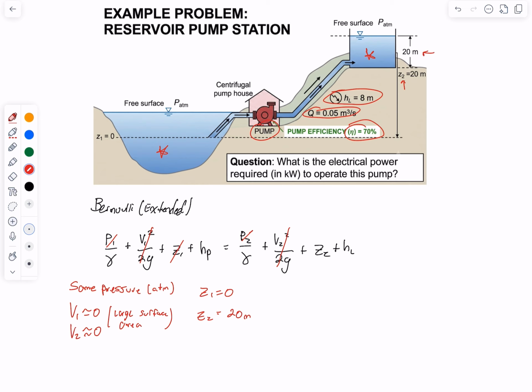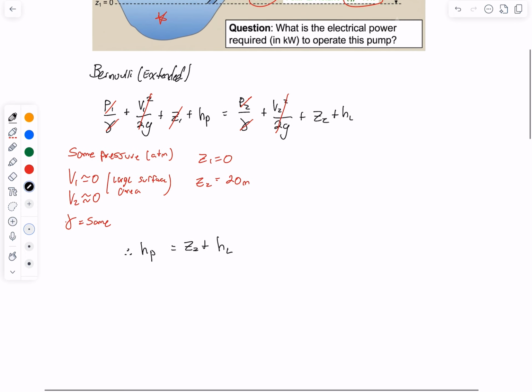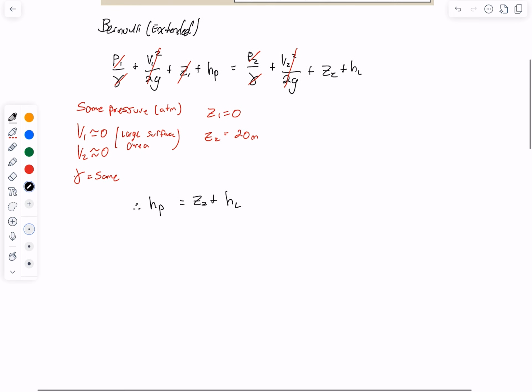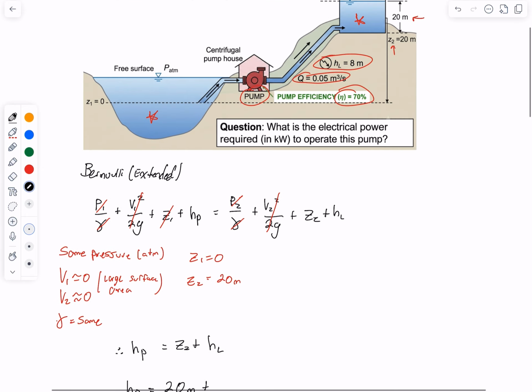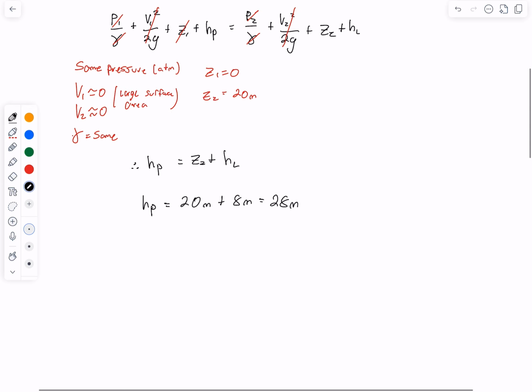Then we're going to be looking at our rho, which is essentially the density of water. I'll get into this later in the equation, but that does not change here, so we can cancel those out as well. And we can rewrite our equation. The head of the pump is equal to our new height, Z2, plus the head loss. If we plug that in, Z2 is 20 meters plus our head loss of 8 meters. We come out to 28 meters for the head of the pump.